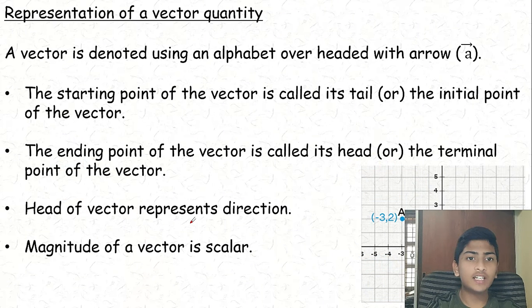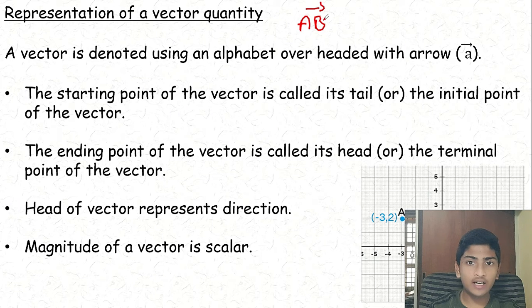Next, let's discuss how to represent a vector. A vector is denoted by an alphabet with an arrow over it. Here, if AB is a vector, we show it with an arrow above the alphabets. The starting point of a vector is its tail or the initial point of the vector. The ending point of a vector is called its head or terminal point.